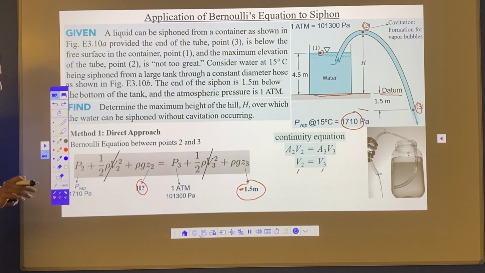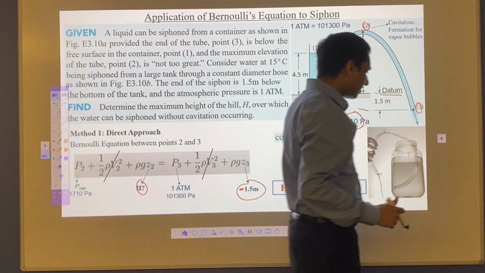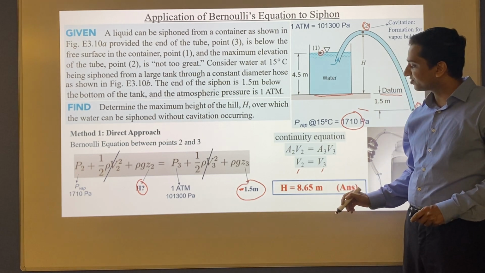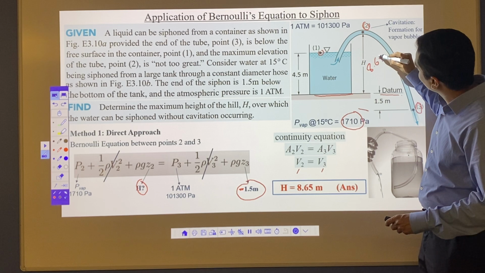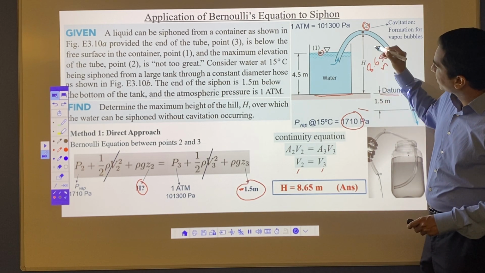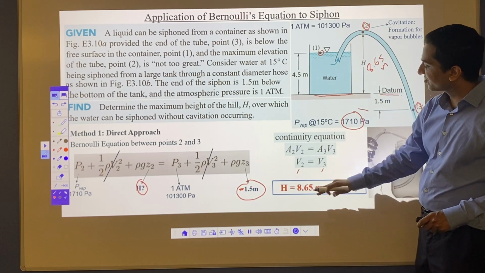So here I'm going to do this calculation quickly for you, and if you do this calculation, you will get the final answer as 8.65 meters per second. It means that this height comes around 8.65 meters altogether from the datum, or about 4 meters from the water level here, and that's the height that you can get.